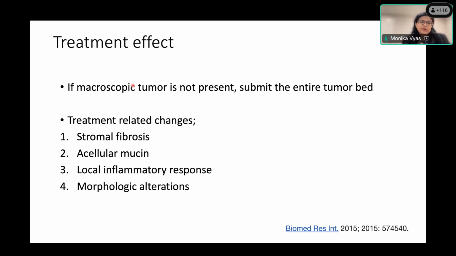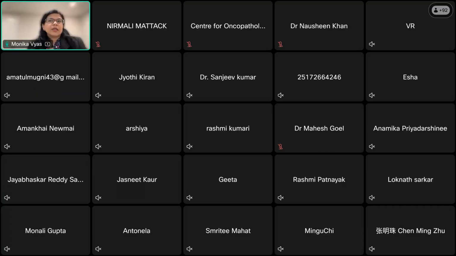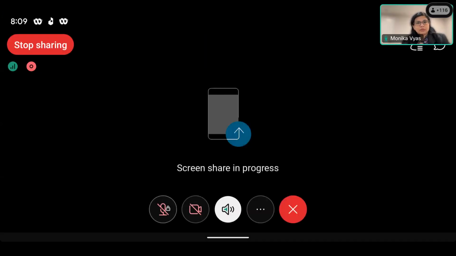So you'll see stromal fibrosis, presence of acellular mucin pools, inflammatory cells, and then the tumor morphology itself can undergo alteration. So if you compare that tumor with a preoperative biopsy, you may find that the morphology looks slightly, oh, it stopped sharing.